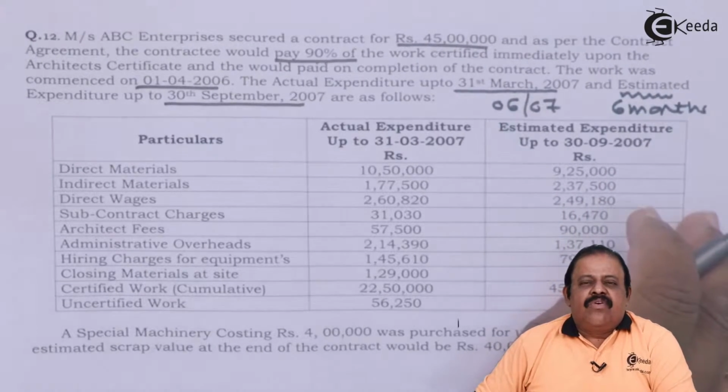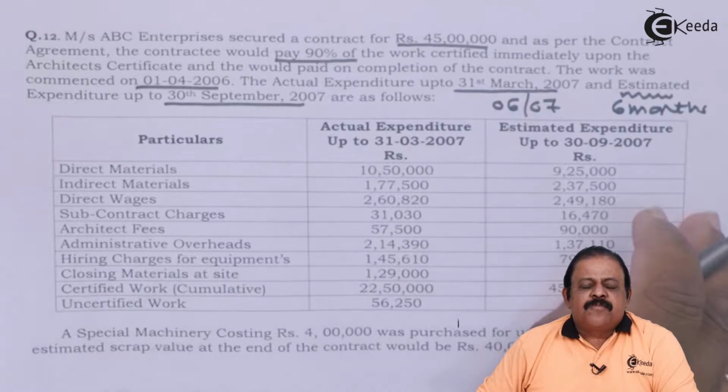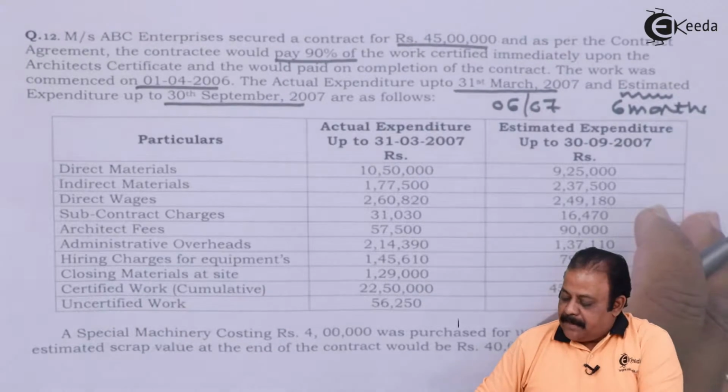In this question, the word estimated expenditure is important. It is a hint for the student that we are required to prepare the estimated contract account or total contract account to find out the estimated amount of profit.